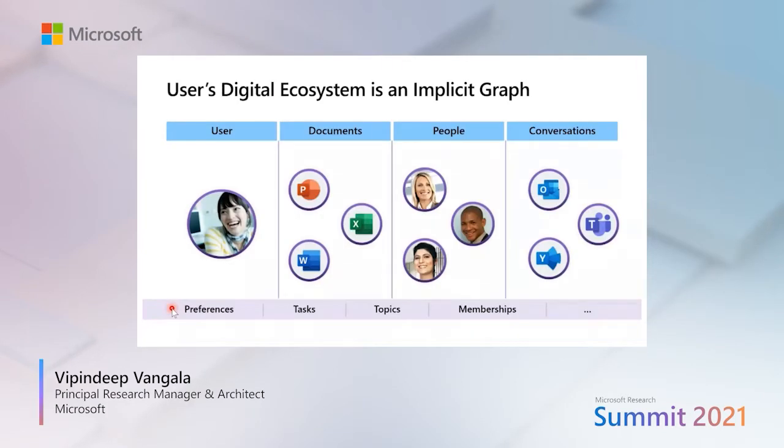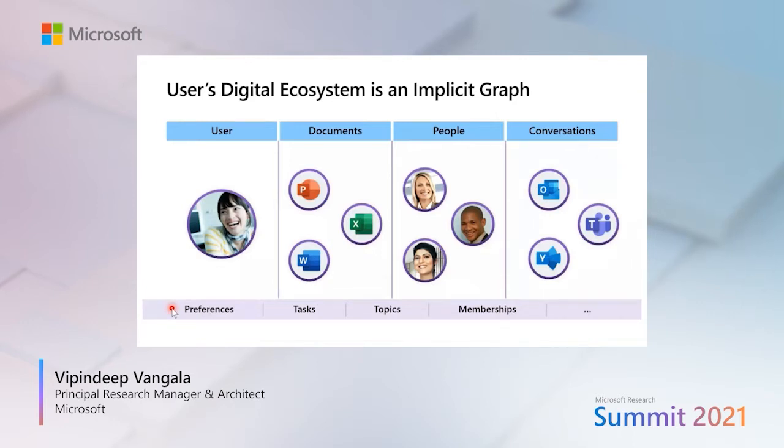If you think about the user's digital ecosystem in the modern world, it's an implicit graph. The user is the center of the entire ecosystem, and the content of the user, or the entities as we call them, is spread across multiple places. They are in your documents, your PowerPoint files, Excel files, Word documents. You're interacting with people. We have conversations in emails, Teams, Yammer, and so forth. On top of which, there are a lot of tasks, topics, and memberships. All this can be termed as knowledge.